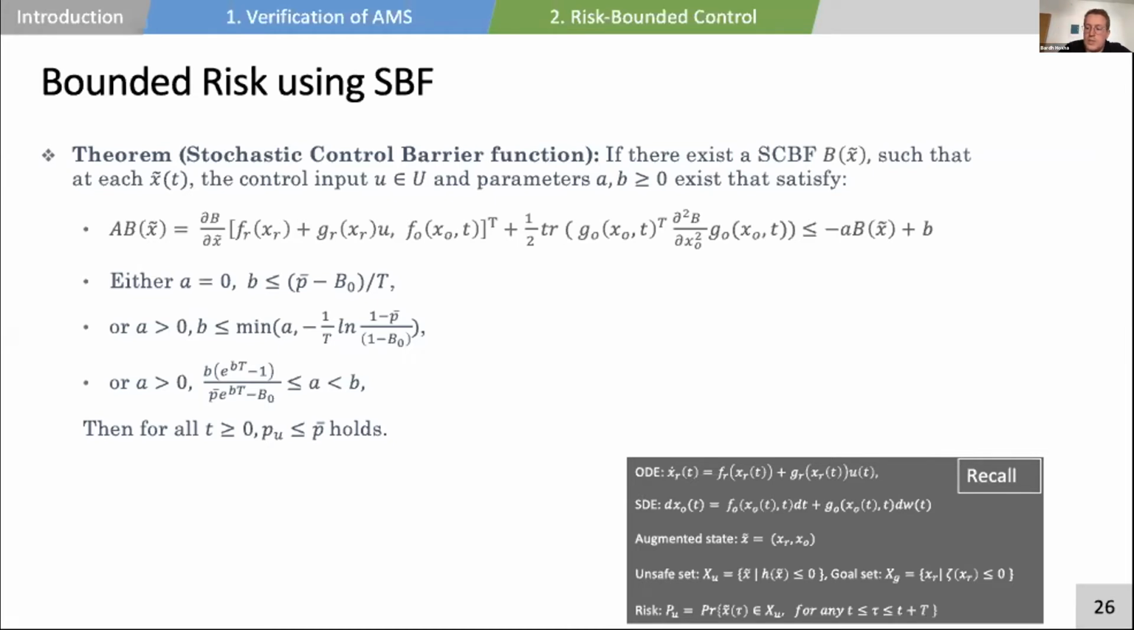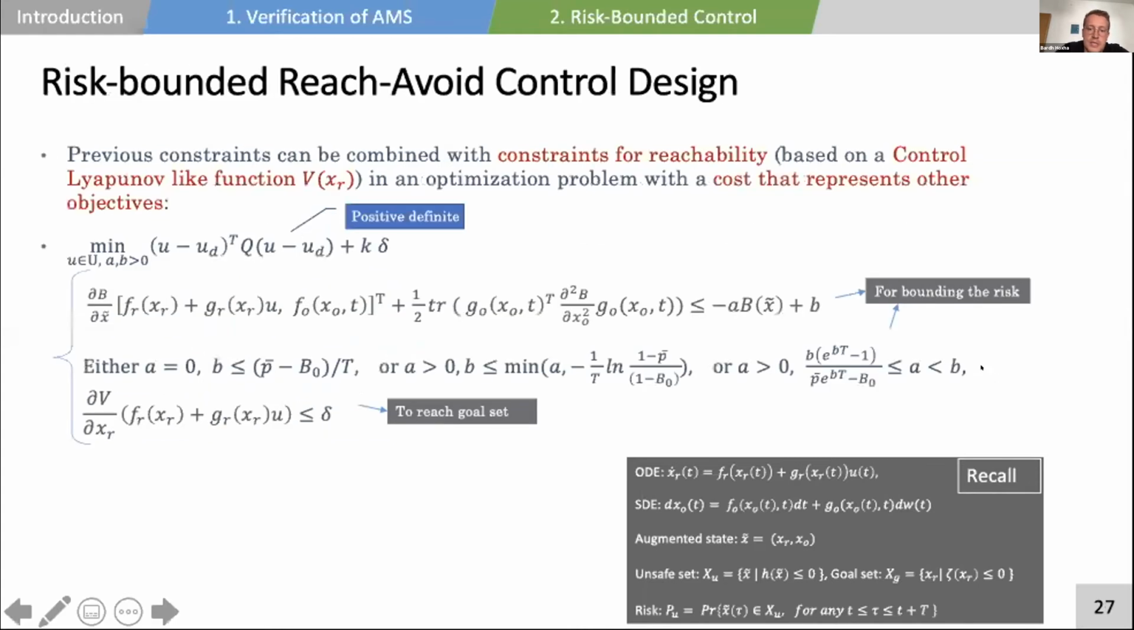So what we do is we can put in slack variables throughout this problem. When you put slack variables, you allow the optimization function to compromise, essentially. Then you lose your guarantees, but you can think of it as minimizing risk instead, rather than generating a control input that satisfies the risk bound. Does that make sense?